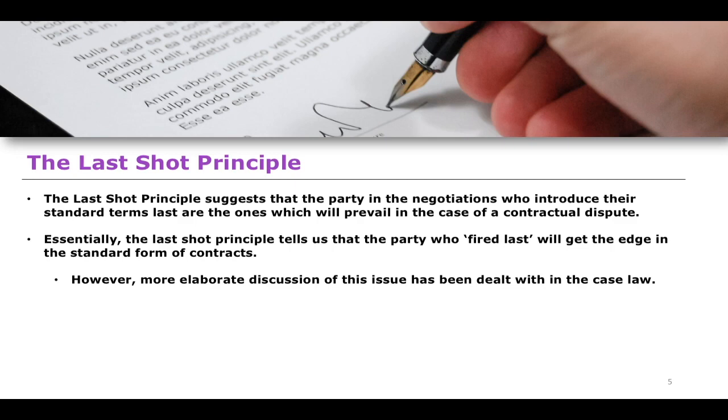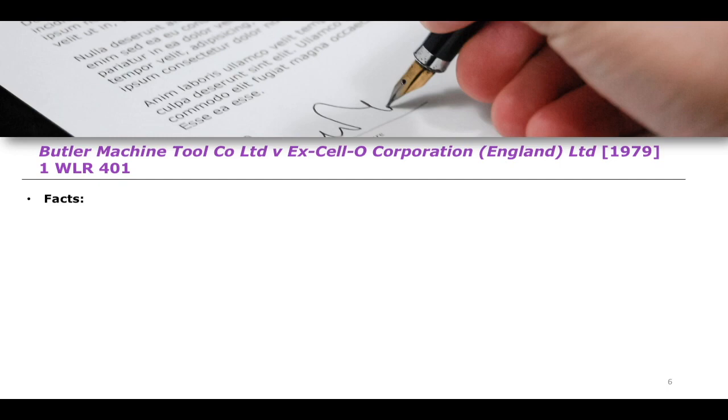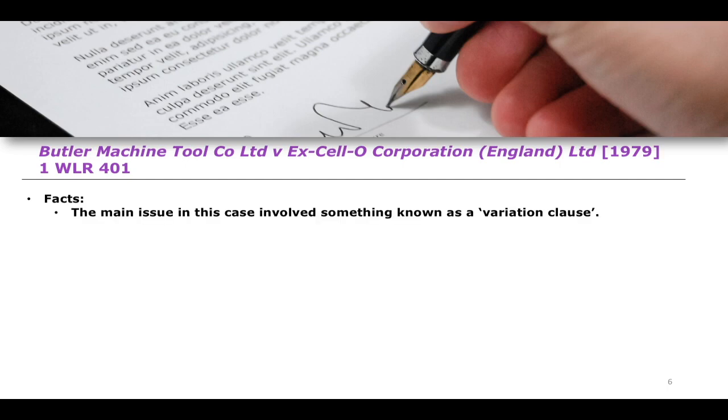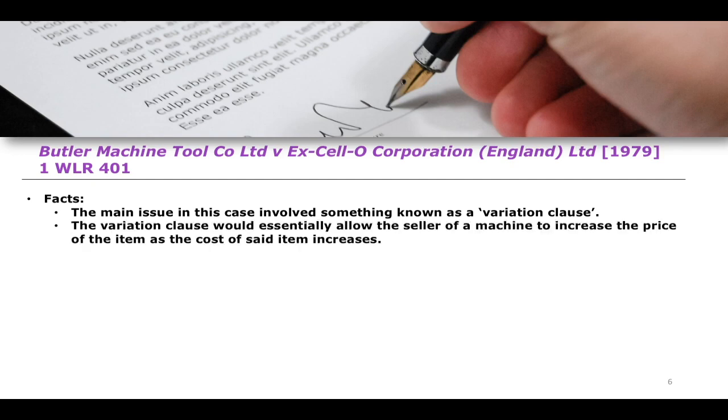We can have a look at this by looking at some of the case law. One of the really important cases for this area is Butler Machine Tool Corporation Limited v Excello Corporation from 1979. In this case, the main issue involves something known as a variation clause, which may exist in various different contexts. In this context, the variation clause allows the seller of the machines to increase the price of the item as the cost of that item increases. So maybe they have a standard price at which they sell, but with the variation clause, they may say, we'll sell it at this price, but if the cost of the item increases over time, then we will add this cost on to the final cost of the item.